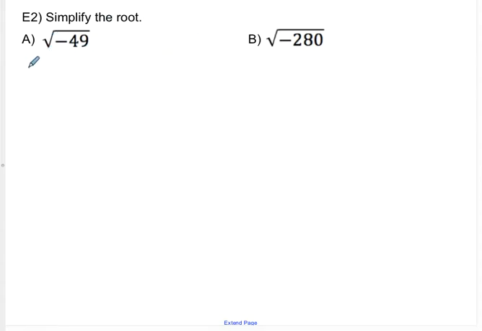So I'm going to rewrite this as a negative 1 times the perfect square, which is root 49. So I get i times a 7. So this is a 7i, or i7. It's just weird to write it as i7.